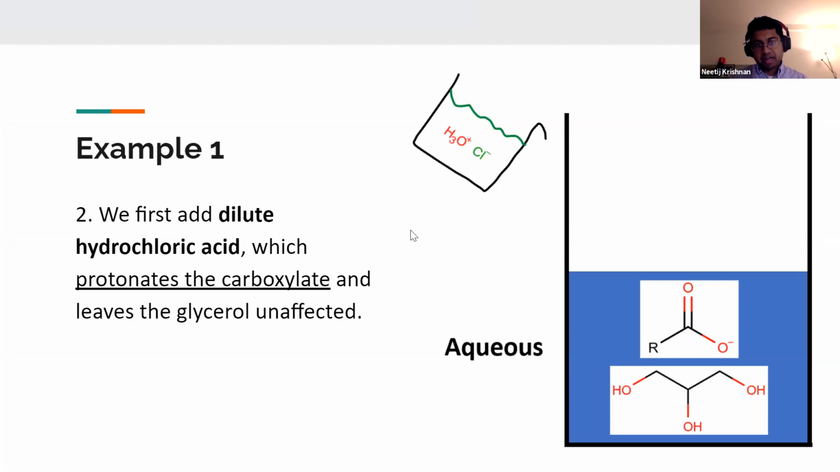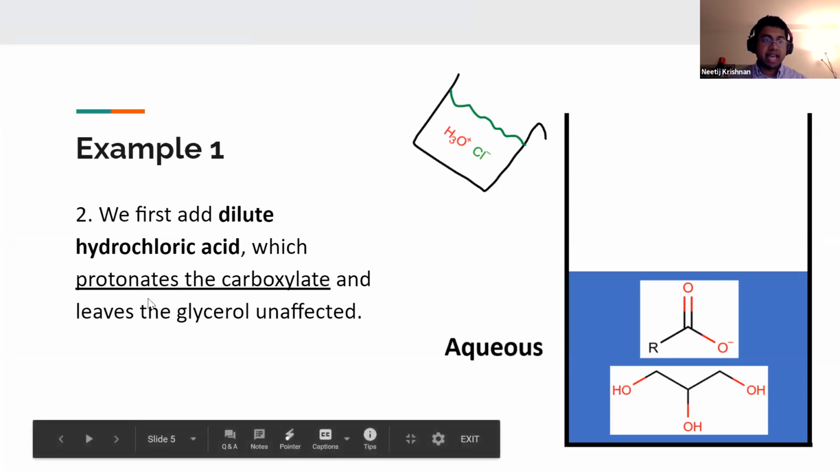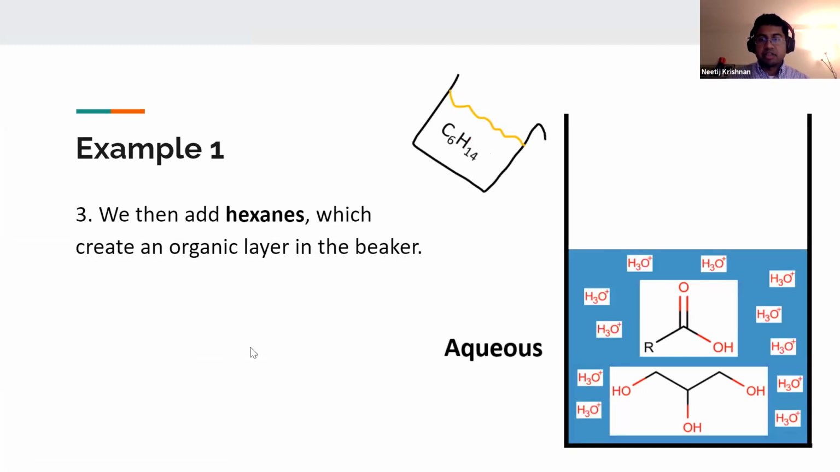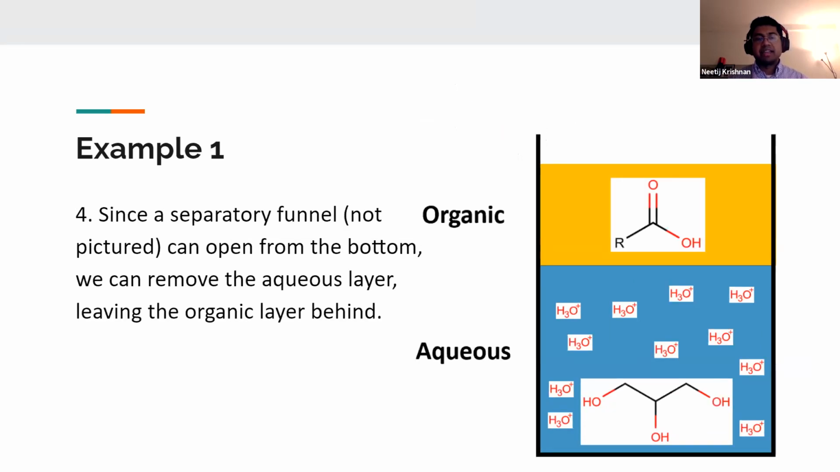Okay, so we protonate the carboxylate and leave the glycerol unaffected because it's not acidically or basically active. So then now we have an acidic aqueous layer, and we have protonated carboxylic acid, fatty acid, and glycerol. Now the next thing we can do is add hexane, which will create an organic layer in the beaker. If we mix the two layers by shaking or stirring it so that there's turnover, we now find that the fatty acid is going to be in the organic layer. And since a separatory funnel, which we'll get to in a moment, can open from the bottom, you can just drain out the bottom layer and leave the organic layer behind. So then we have our pure fatty acid in the organic layer.